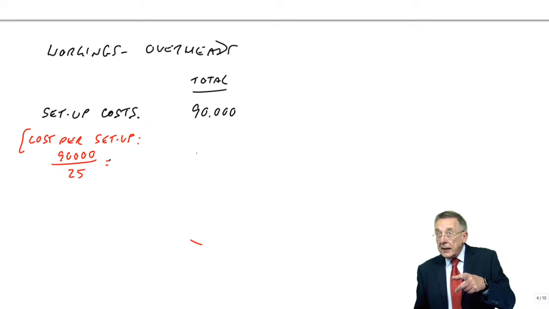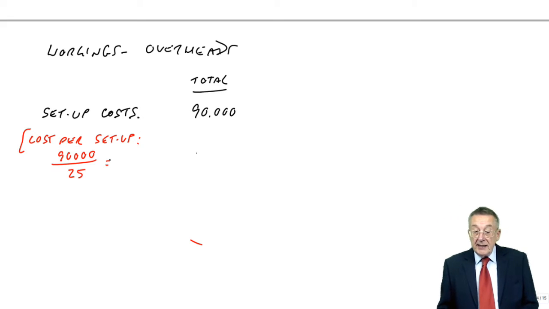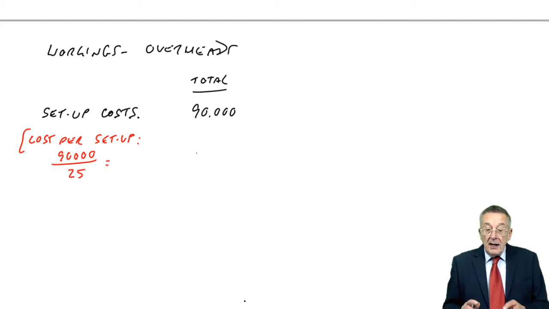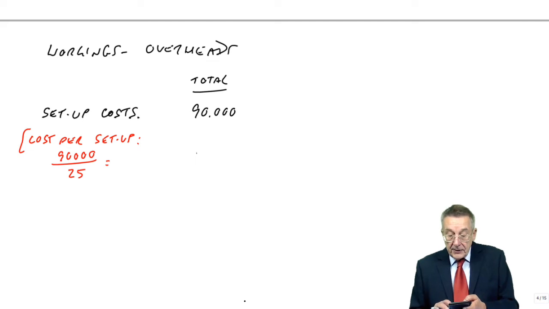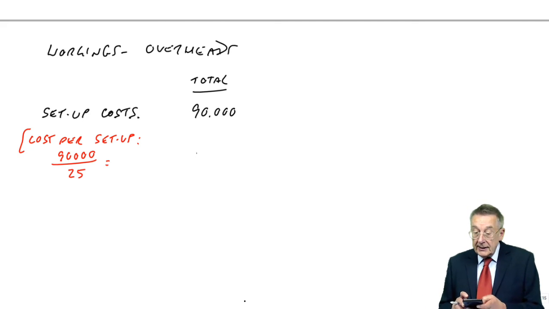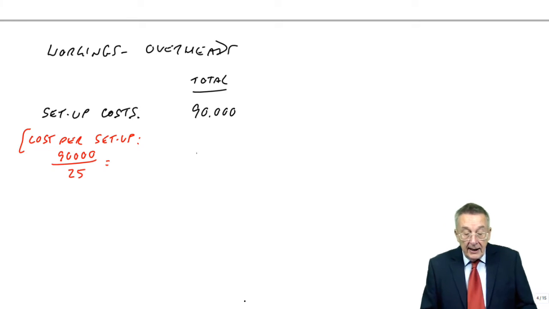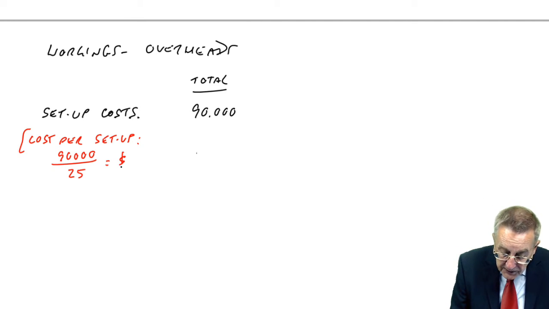So we're spending 90,000 on these men who do it. They're setting up machines 25 times. And so absorb it, and it's costing us 90,000 divided by 25. It's costing us 3,600 each time.